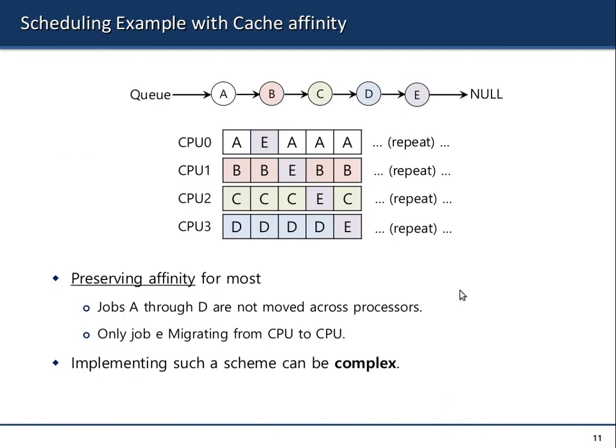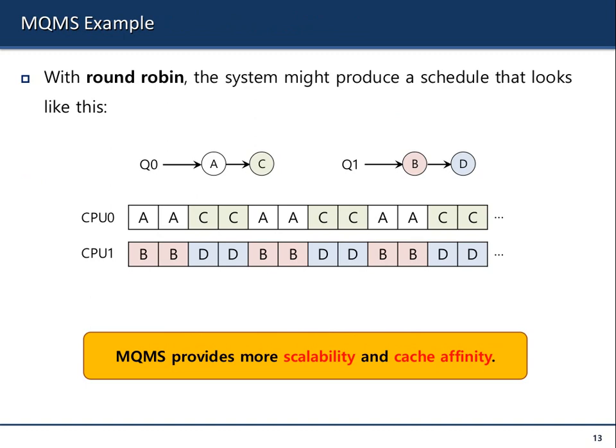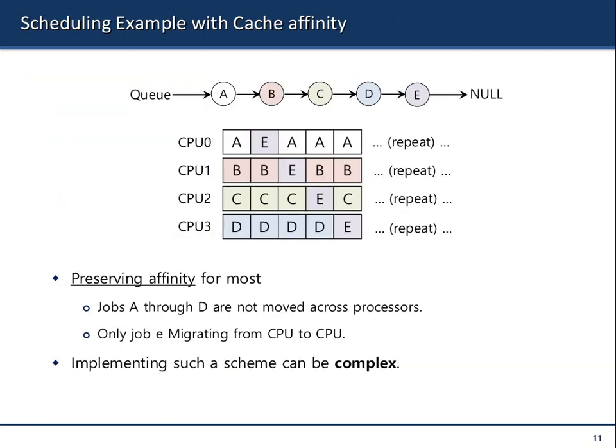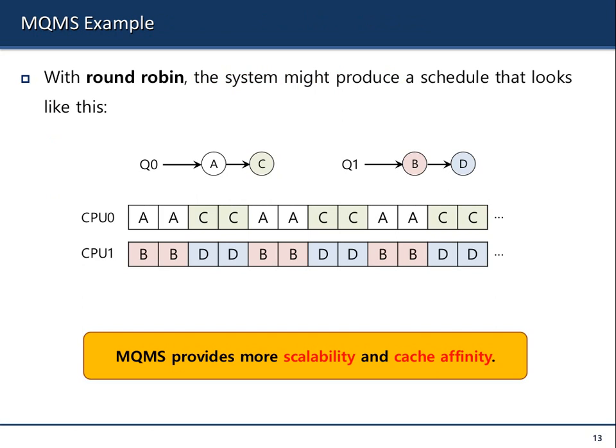Okay? So, the last topic here I think is this. Let me just introduce the multi queue, okay? So the idea of multi queue is you have a queue for each core. Okay? That's the idea. So each queue will follow a particular scheduling discipline, and when a job enters the system, it is placed on exactly one scheduling queue. And it avoids the problem of information sharing and synchronization. Okay. However, as I said, once they enter, there is a specific assignment. And this is the queue for CPU 0, queue for CPU 1, and they only play in the one they're assigned to.